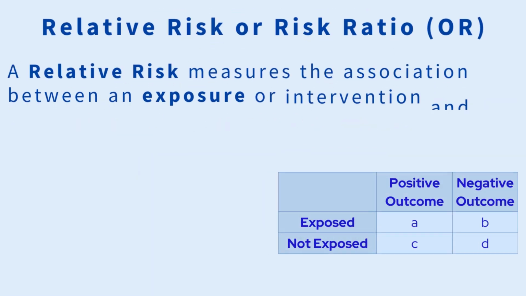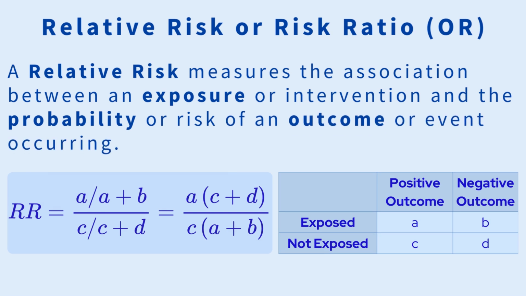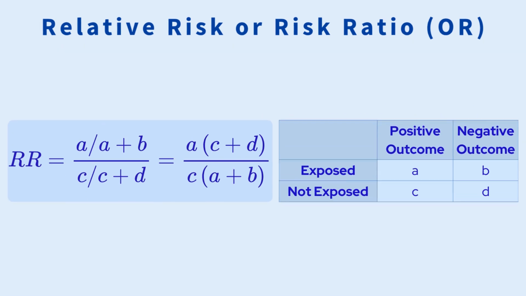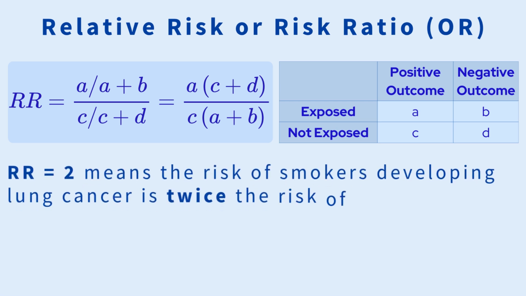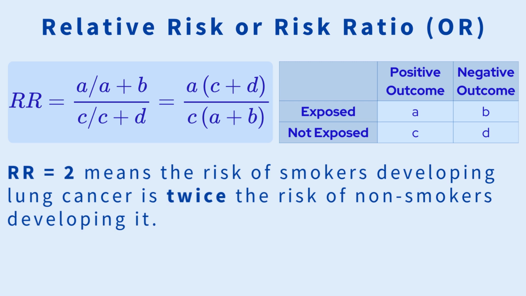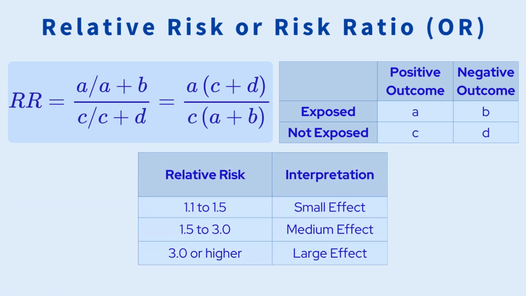While the relative risk is the ratio of the probability or risk of an event occurring in an exposed group to the probability or risk of the event occurring in a non-exposed group. For instance, if the relative risk for smoking and lung cancer is 2.0, it means that the risk of smokers developing lung cancer is twice the risk of non-smokers developing it. These are commonly used guidelines for the interpretation of relative risk.